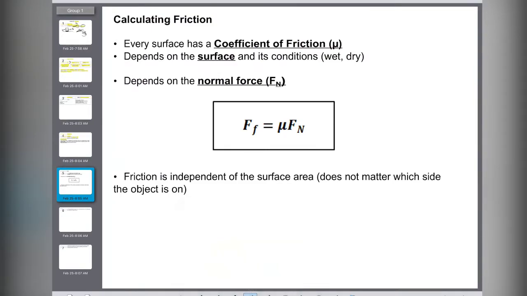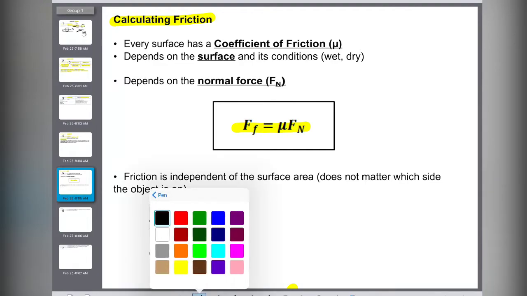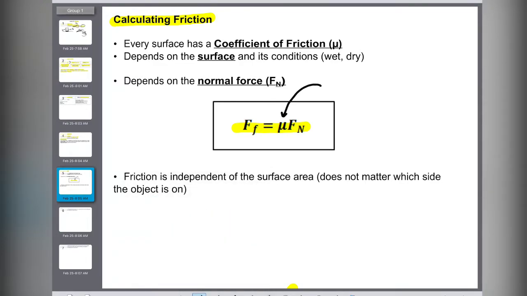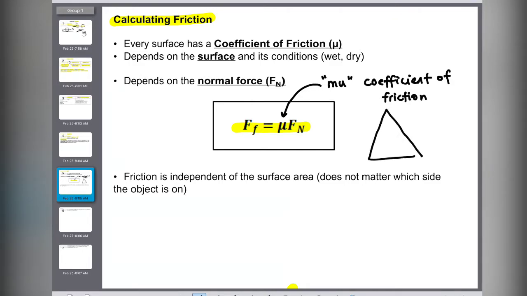Okay, now we're into the math part. Calculating friction. The equation to calculate friction is Ff, which is your force of friction, equals mu times Fn, your force of normal. You know those two. The only thing you do not know is this symbol. Okay, this symbol is called mu. The sound of it is mu. It's a Greek letter, and it means the coefficient of friction. Okay, it is a number that I have to give to you.